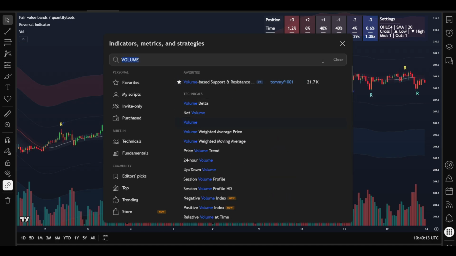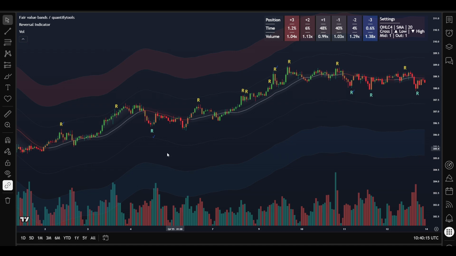3 tools, 3 jobs. Fair value bands show when price is at fair value or stretched. Reversal indicator gives the checkmark signal at the turn of the trend. And volume confirms there's enough participation to push the move.